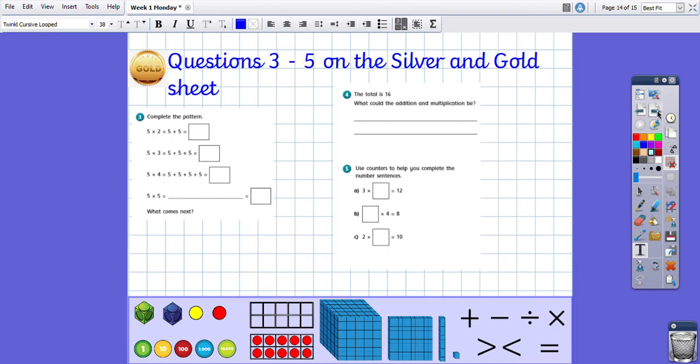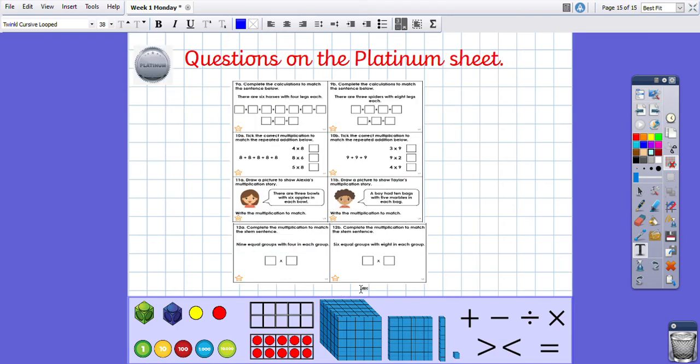Okay, and then platinum, I don't know how tricky they are today. I think you should be okay if you use your brains and all that power that you've saved up over half term. Okay, and if you have done gold, I'd like you to maybe try a couple of platinum questions today, okay? And I will be back tomorrow with Tuesday's maths lesson.